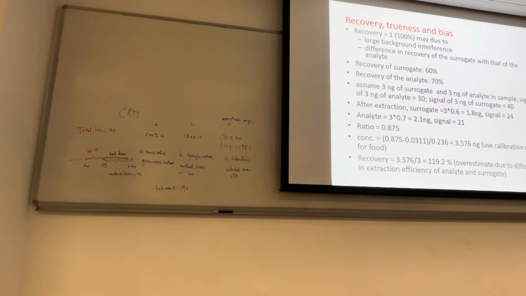The first one is large background interference. Why is that? If we have large background interference, then we have recovery larger than 1. We mistake the signal from the interference as the signal of your analyte. Then the signal will be overestimated, the amount of analyte determined will be higher, and the recovery will be larger. Okay, and the second case is a difference in recovery of the surrogate and that of the analyte.